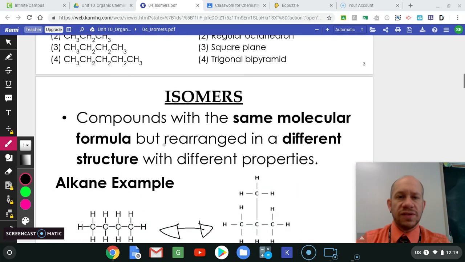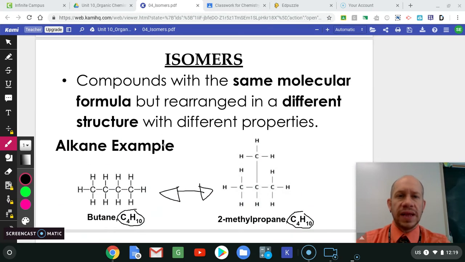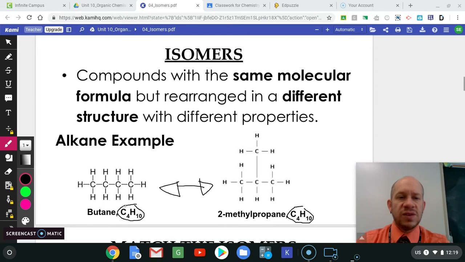So isomers are defined as compounds with the same molecular formula but rearranged in a different structure with different properties. An example of an alkane: this is butane, C4H10, and notice that I have 4 carbons in a row here. This is 2-methylpropane, where the molecular formula is C4H10. So I have the same molecular formula but 2 different structures. Therefore, I have different properties.